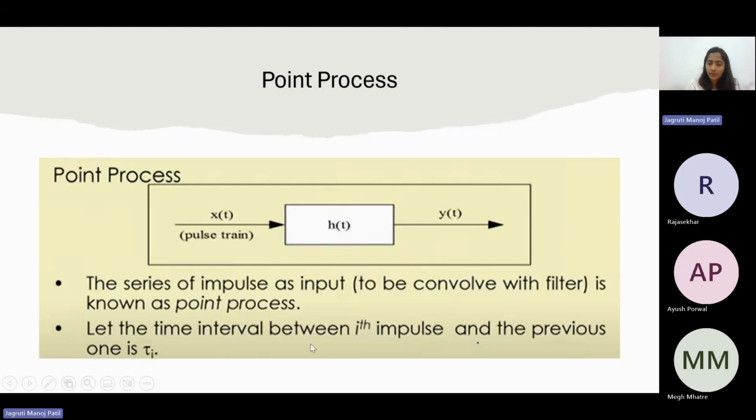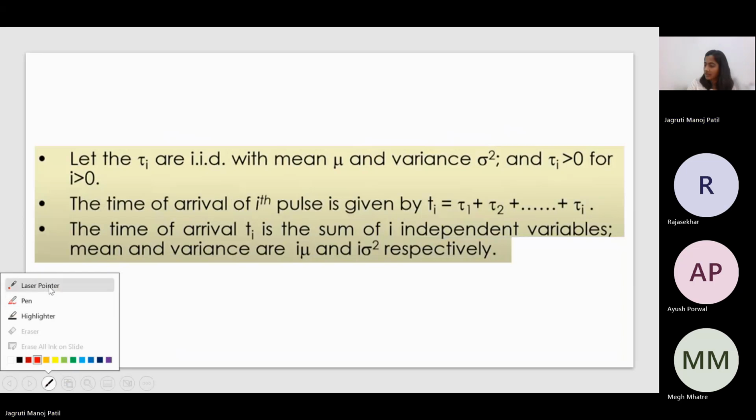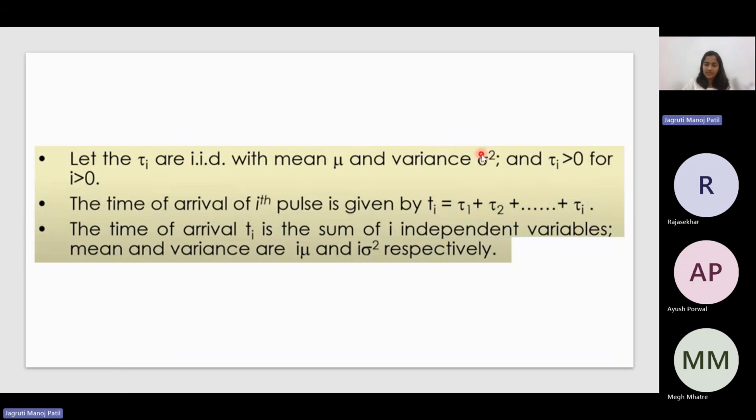Let the time interval between the ith impulse and the previous one be tau i. This tau i helps give us the time of arrival of the ith pulse, as the summation of all independent samples of tau i. Here tau is an identically independent distributed function, with mean mu and variance sigma square for all intervals. The time stamp is greater than 0 and the index is greater than 0.